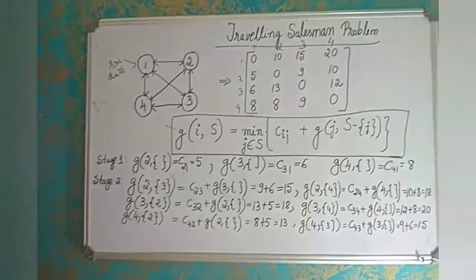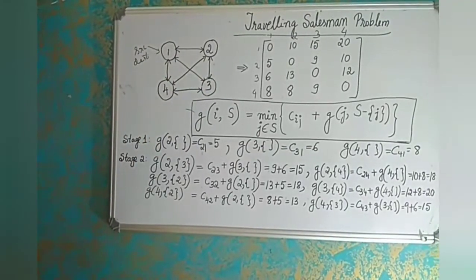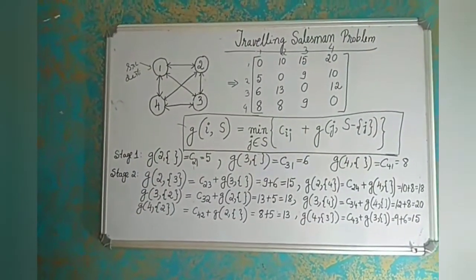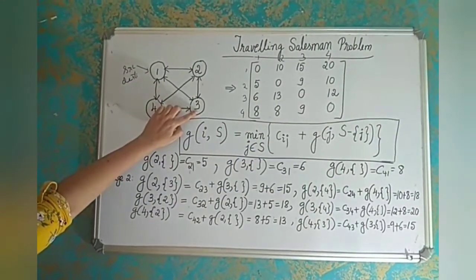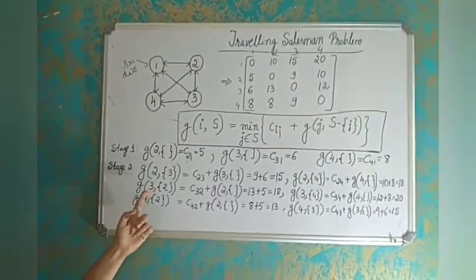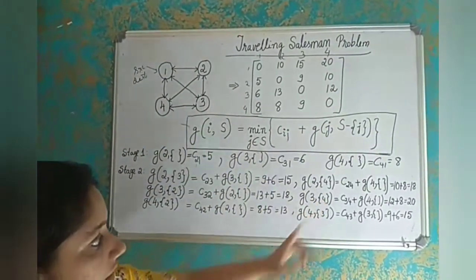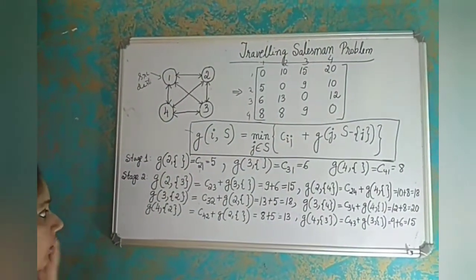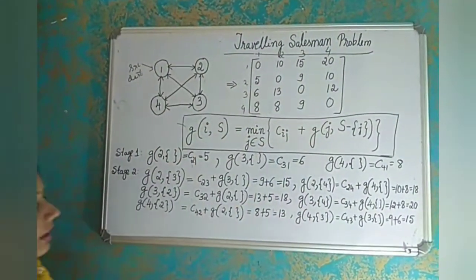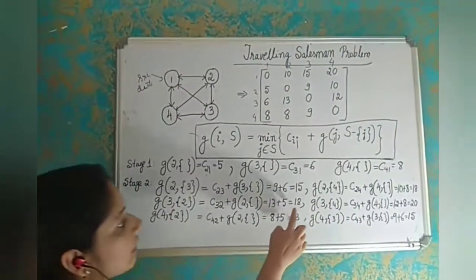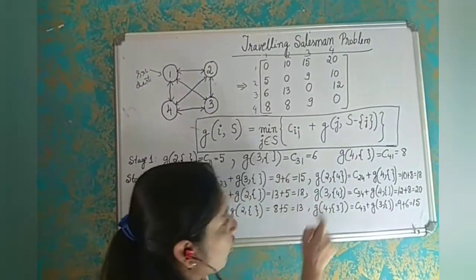So now we are done with 2. Next we will take vertex 3. Now we are considering both the cases. When it is 3, we are going to calculate the cost of reaching vertex 1 from vertex 3 after visiting vertex 2, that is the first case. And then we are also considering after visiting vertex 4, that is the second case. Both the values you have to calculate, so G of 3, 2 and G of 3, 4. Apply the formula and calculate the value. You will get 18 for G of 3, 2, and you will get 20 for G of 3, 4.